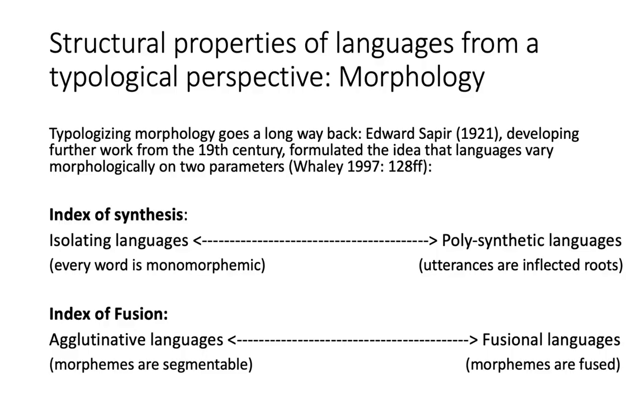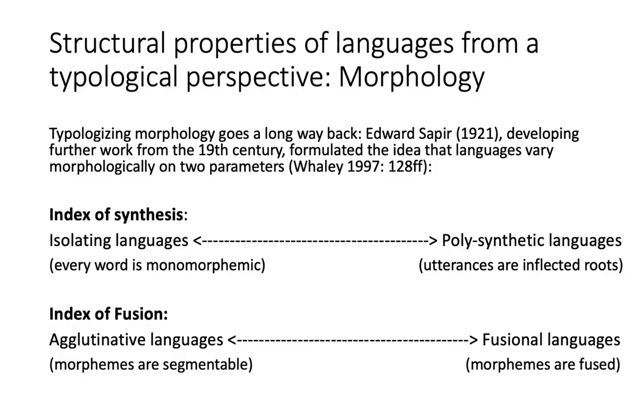On the other hand, on the right side of the index of synthesis, we have synthetic languages or even polysynthetic languages, where basically utterances are inflected roots. Some native North American languages are famous for being polysynthetic, where basically one sentence is one inflected root with various morphology attached to it.